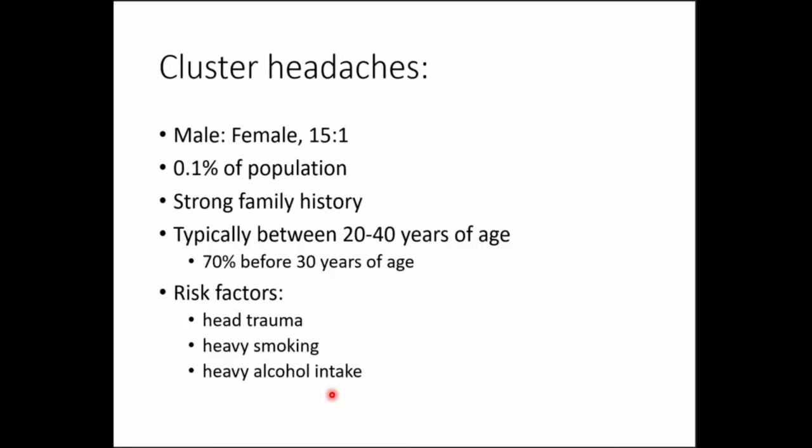So cluster headaches. They're called cluster headaches because they occur in clusters. They tend to be more common in men than women, so a ratio of about 15 to 1. Somewhat rare, so 0.1% of the population. There tends to be a very strong family history. First-degree family members are about 18 times more likely, and they typically present between the ages of 20 to 40, and about 70% is before 30 years of age. There are particular risk factors such as a history of head trauma, heavy smoking, or alcohol intake.